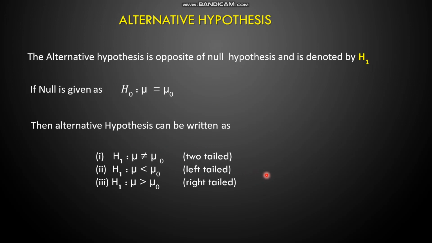Next is alternative hypothesis. The alternative hypothesis is opposite of the null hypothesis, which is denoted by H1. If null is given as H naught such that mu is equal to mu naught, then the alternative hypothesis can be written in these three forms. First one is H1 such that mu not equal to mu naught. This is called two-tailed test. The second condition is H1 such that mu less than mu naught, that is called left-tailed test. And the third one is H1 such that mu greater than mu naught, that is called right-tailed test.